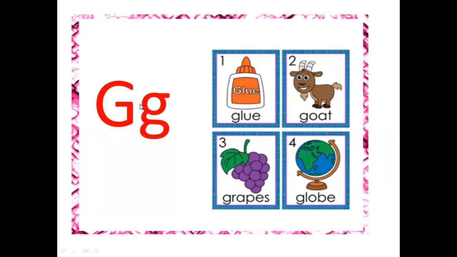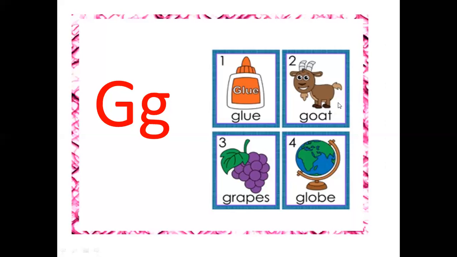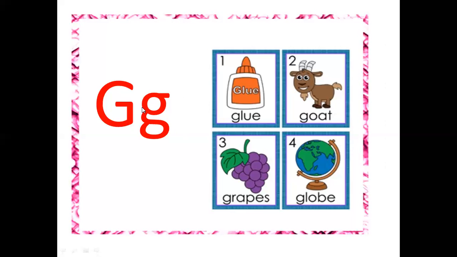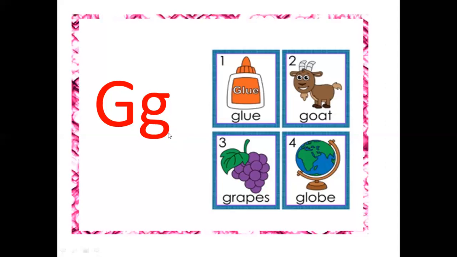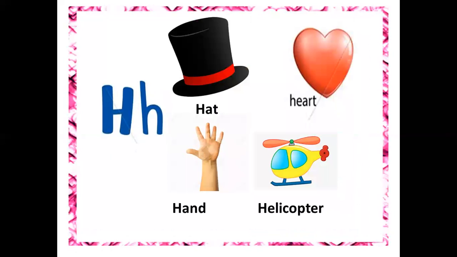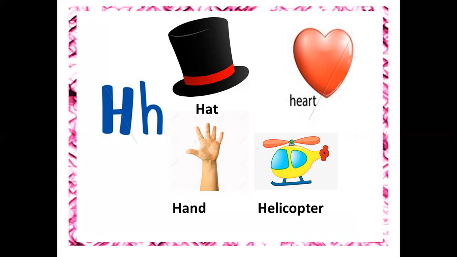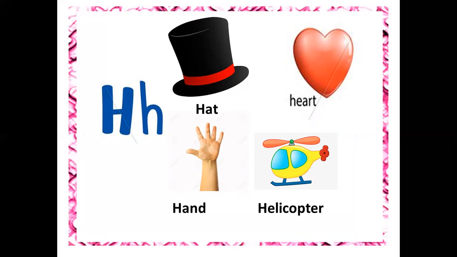Read once more. G, G, G, glue. G, G, goat. G, G, grabs. G, G, globe. Okay. Now after G, our next letter is H. This is the last letter of today's lecture.